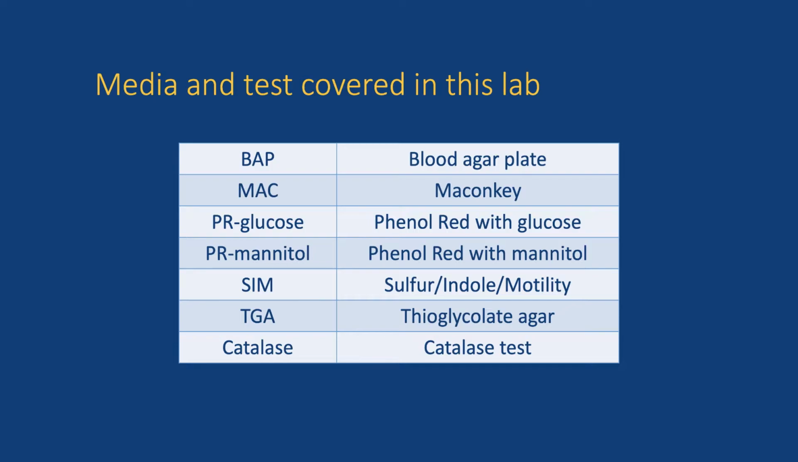SIM and TGA are agar deeps. They have a small amount of agar to make them somewhat solid, while still allowing free movement of motile bacteria through the medium. The SIM will be more solid than the TGA. Avoid shaking these tubes. Lastly, the catalase test is a biochemical test and not a medium. You will need a glass slide and a few drops of commercially available hydrogen peroxide to perform this test.